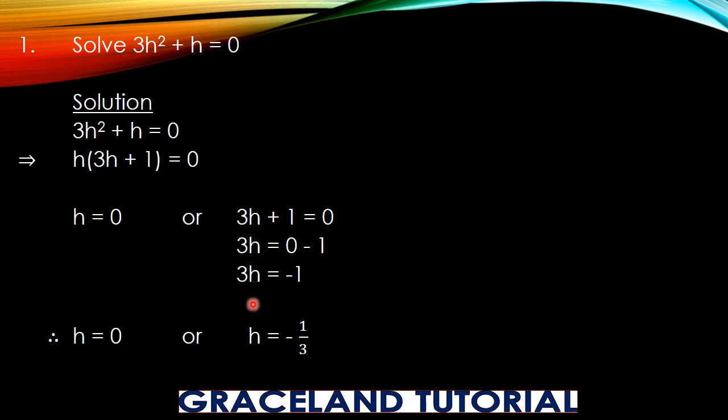To solve 3h is equal to minus 1, you divide both sides by 3. So therefore you have h is equal to minus 1 over 3. So therefore, the final answer is going to be h is equal to 0, or h is equal to minus 1 over 3.